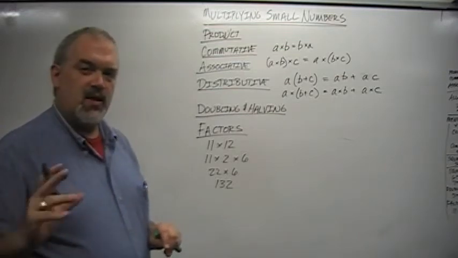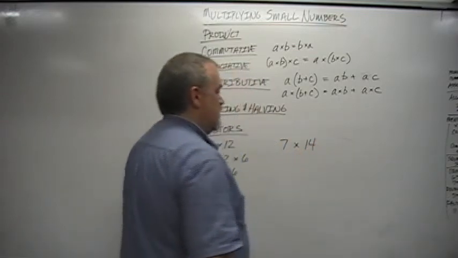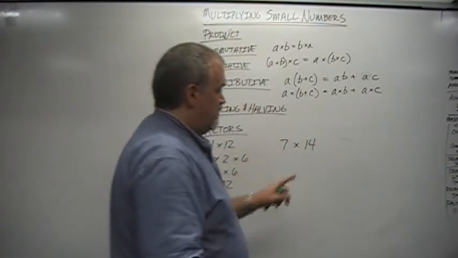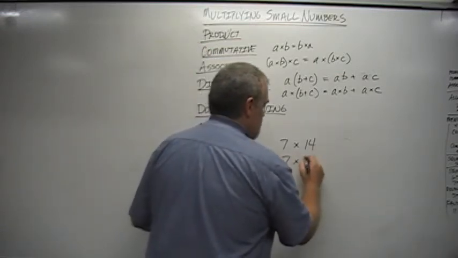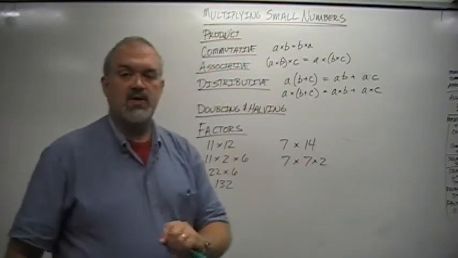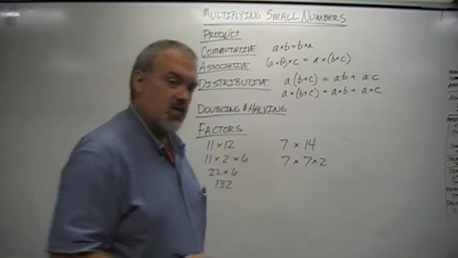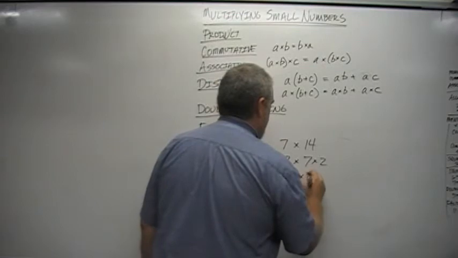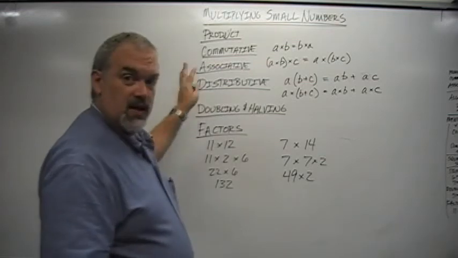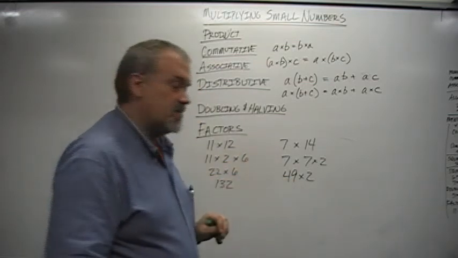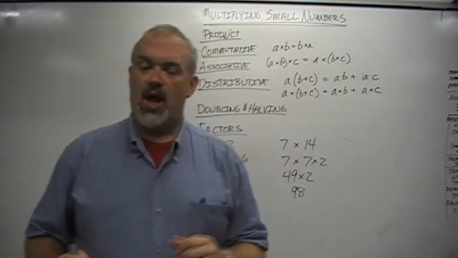Let's do one that I think you might find a little bit better to use. 7 times 14. Now those numbers are not real easy to multiply together, but what do we know about 14? It's 7 times 2. So we have 7 times 7 times 2. 7 times 7 is one of those numbers that I said you need to keep really quickly in your brain. It's a square number. 7 times 7 is 49. And 49 times 2 is much easier to do. You might want to use one of these other things to help you with that one, but 49 times 2 is 98. So that is multiplying small numbers.